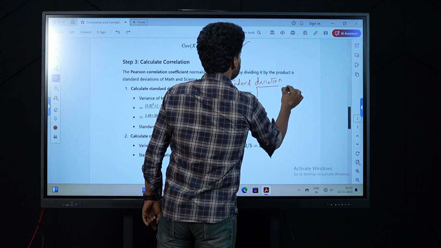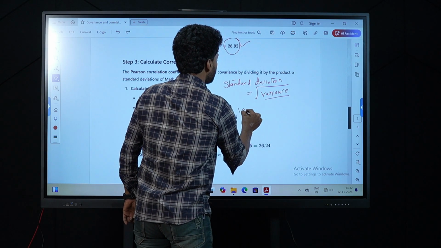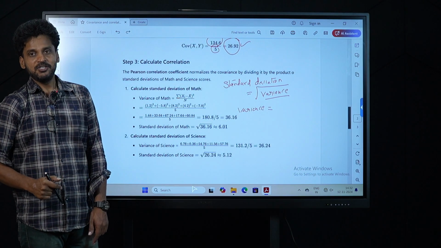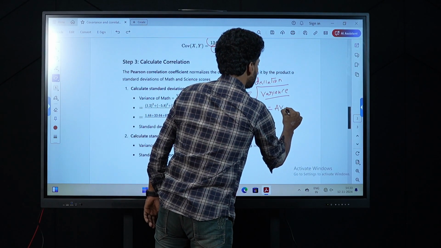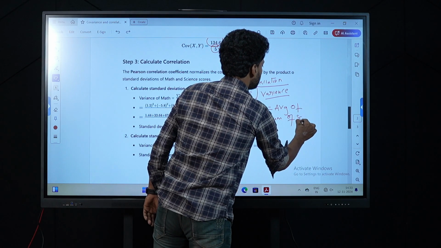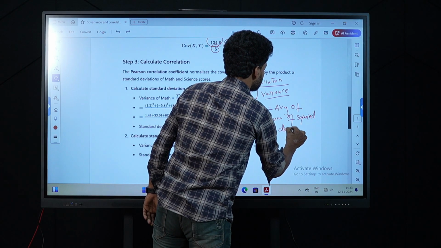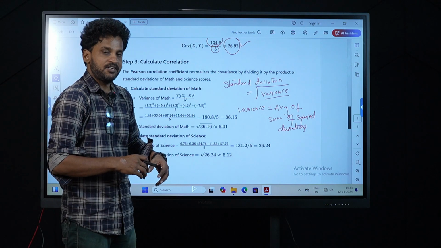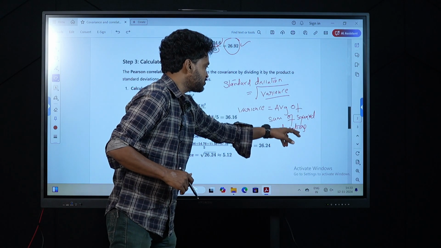Standard deviation is equal to the square root of variance. Okay, what is variance? If you do recall, variance is the average of the sum of squared deviations. We already understood how to calculate the variance in the previous session. The variance is the average of the sum of the squared deviations.